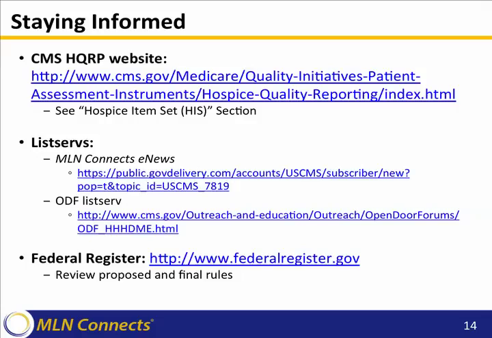Another resource which may be helpful is the Federal Register website, which is listed on the 3rd bullet on the slide. Rulemaking is the process by which new program requirements are proposed and finalized by CMS. The Federal Register website contains all proposed and final rules. Typically, proposed rules for hospice are released late spring and final rules are released late summer.